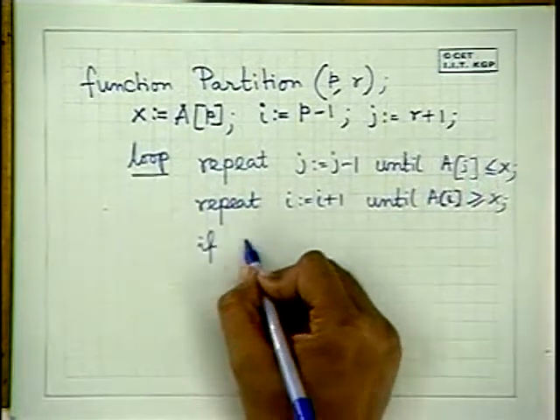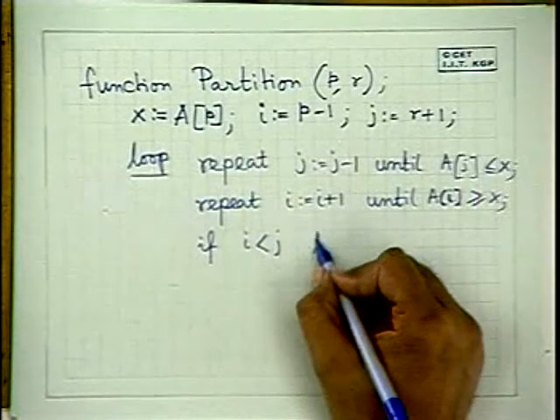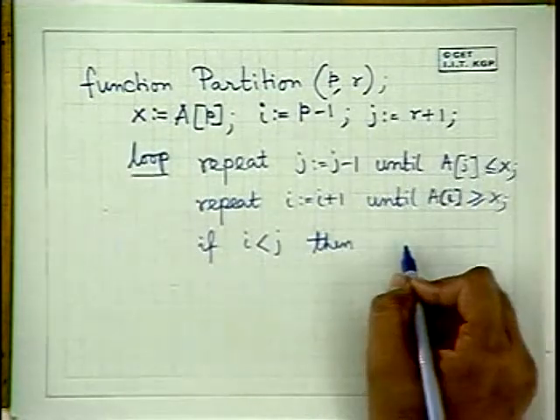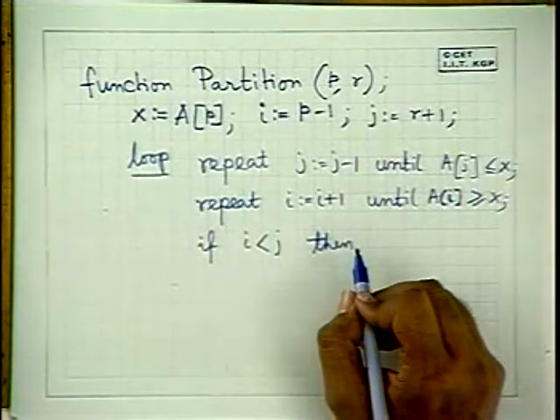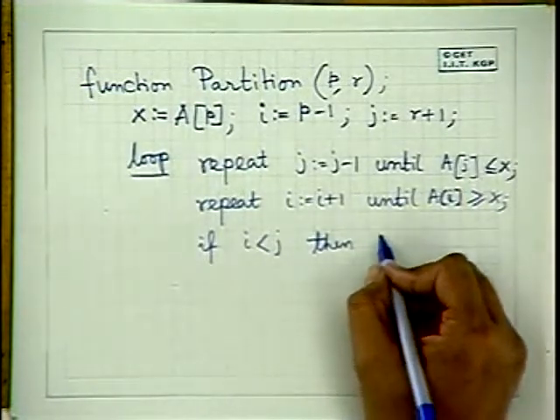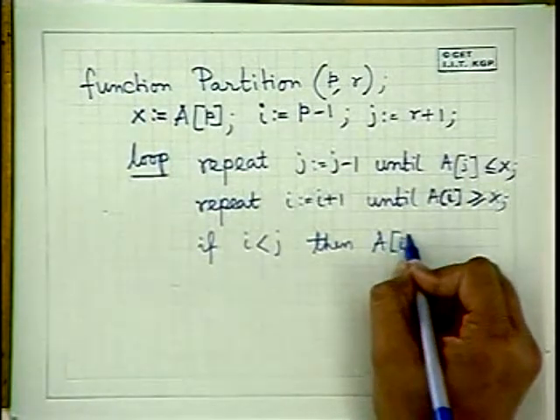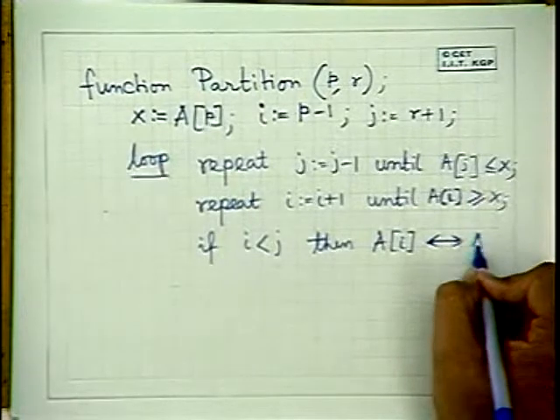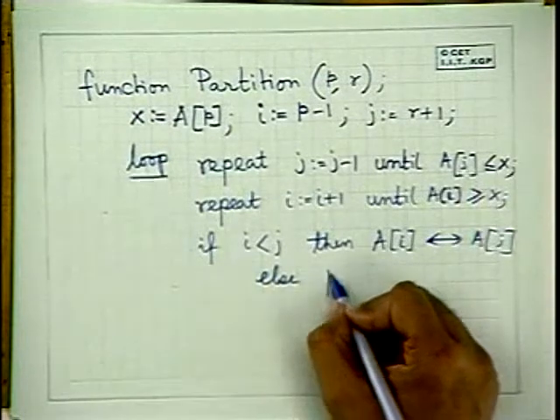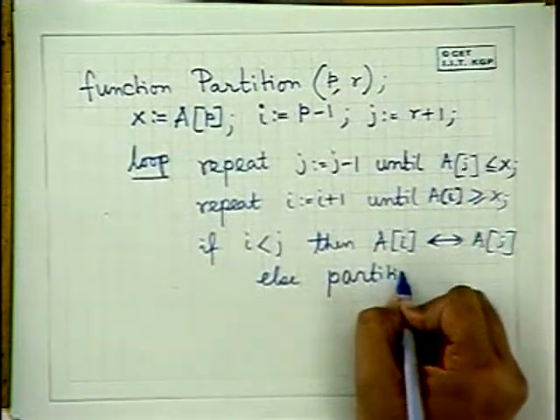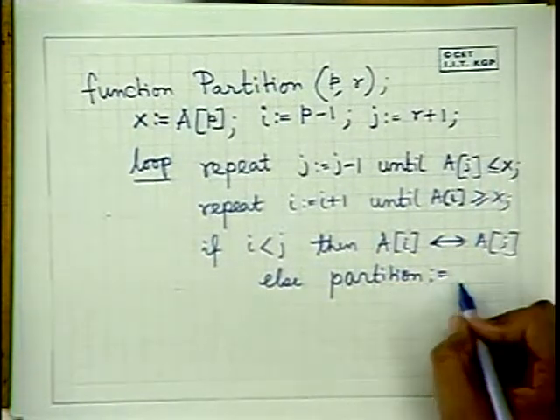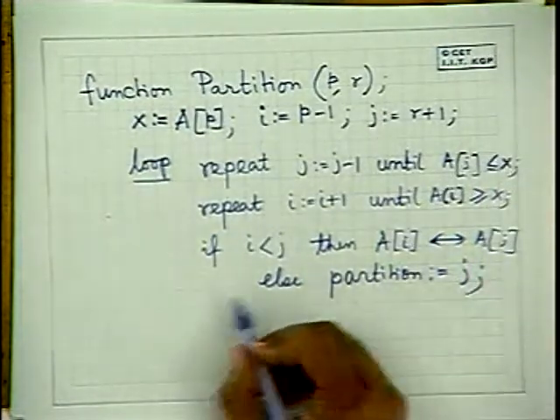Now if I is less than J, then, when I and J have crossed over, these two pointers, I was in the first place less than J. Now if I has crossed J, then if it does not happen, you exchange AI and AJ. Otherwise, else, if it has crossed, then you return partition. This is a function, so partition name is used as a variable. Partition is equal to J, and you exit.